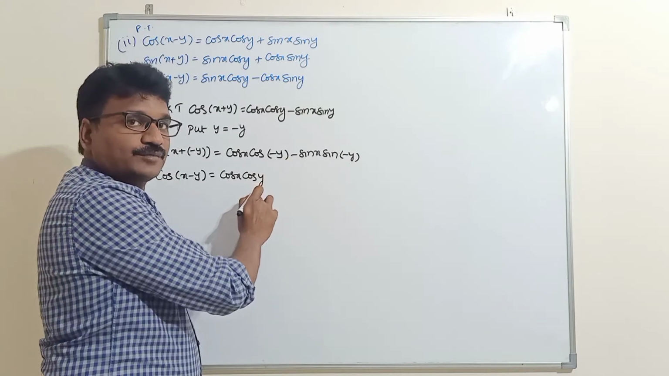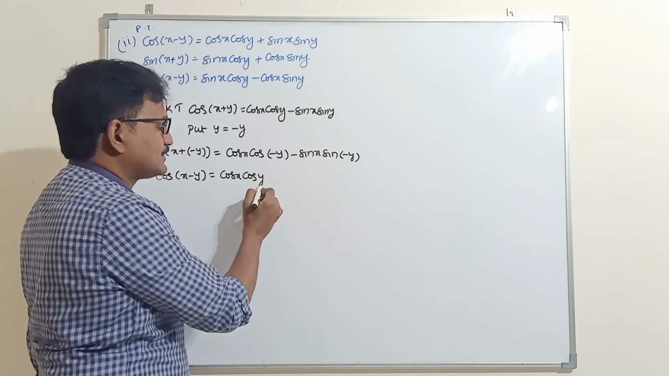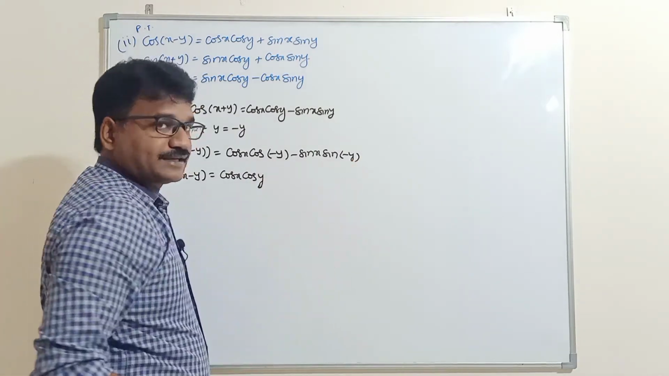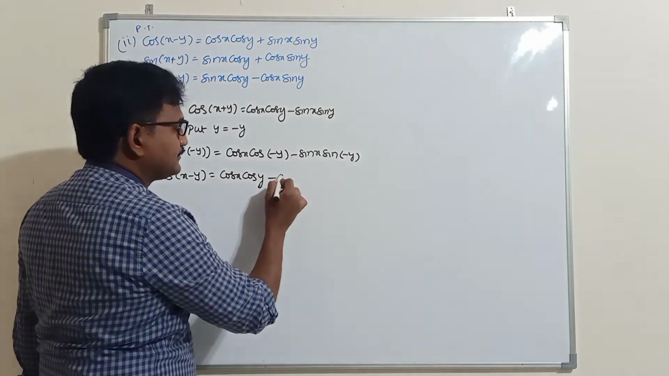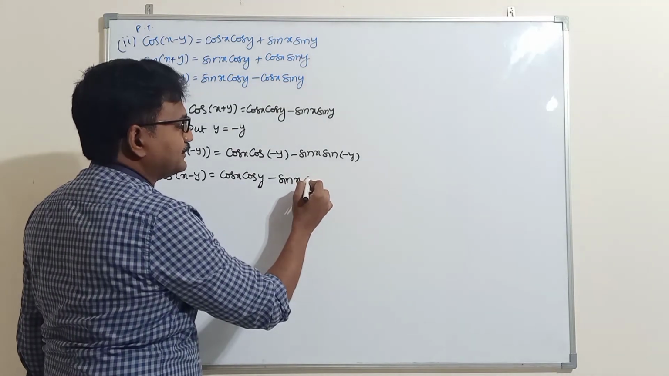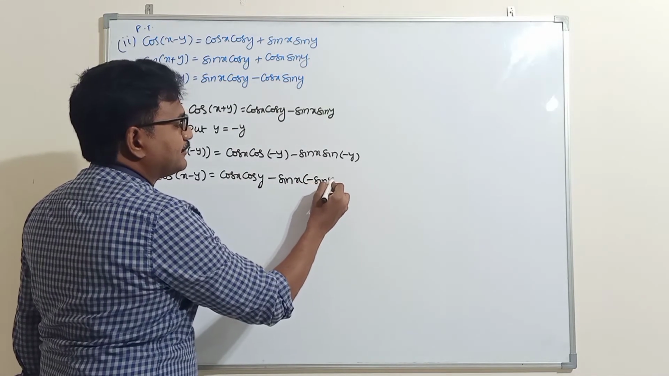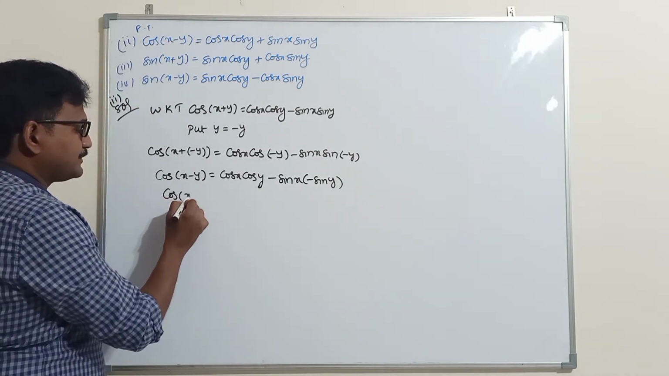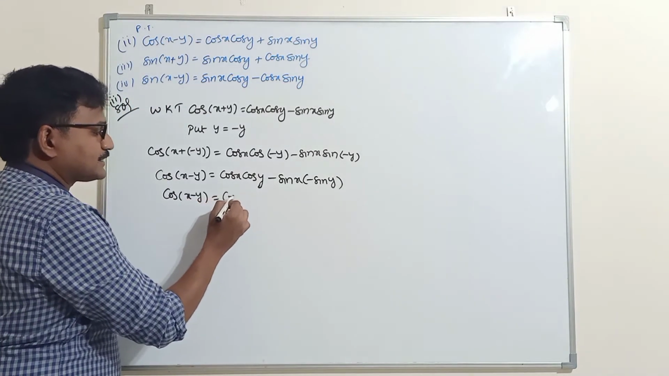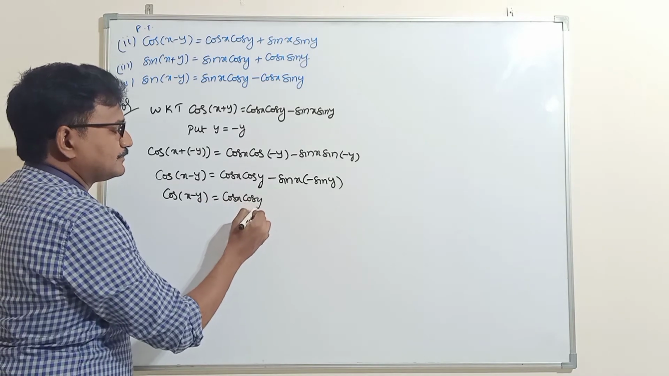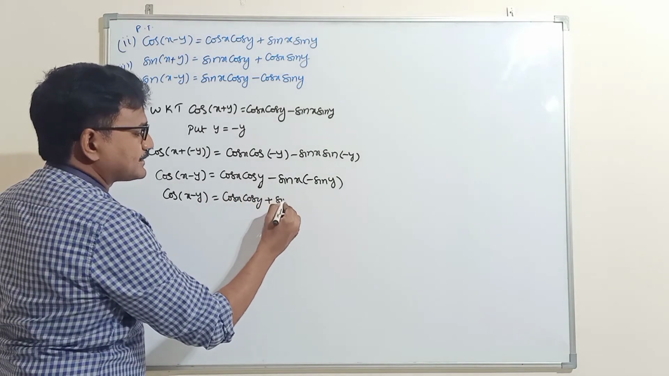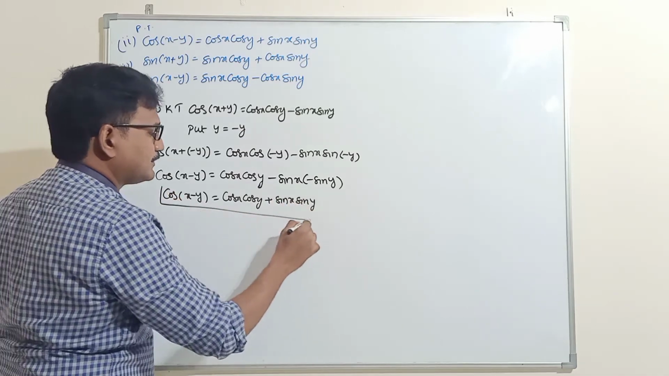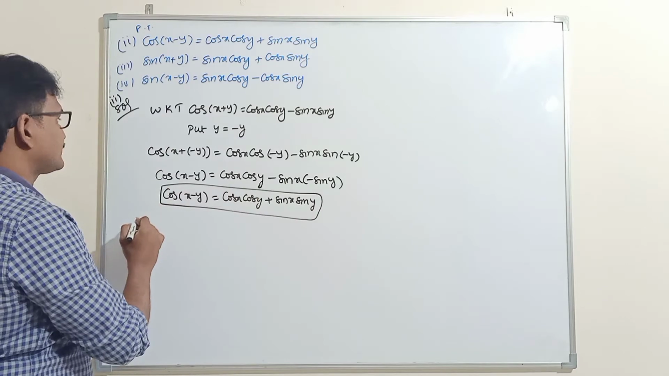I already proved in the previous concept how cos of minus y is equal to cos y, and how sin of minus y is equal to minus sin y. Minus sin x into sin of minus y, whose value is minus sin y. So cos of x minus y is equal to cos x cos y minus into minus, plus sin x sin y. So this is the formula for cos of x minus y.